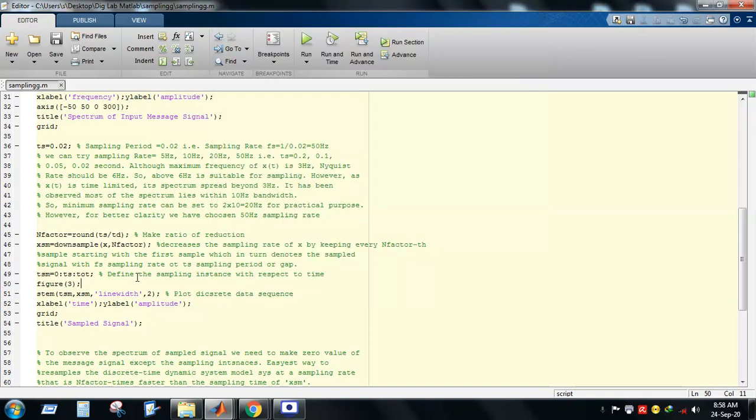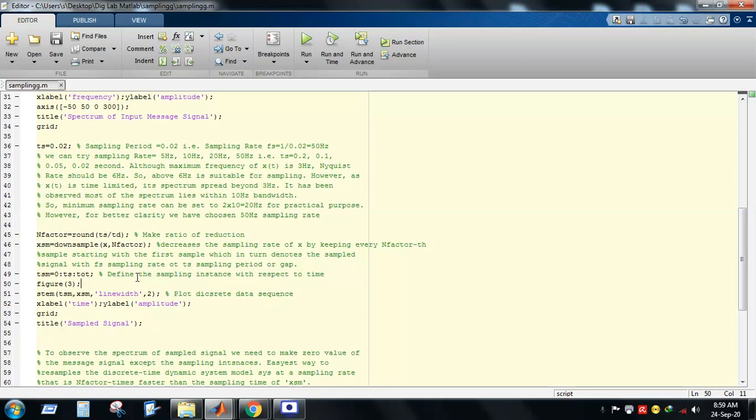But the question arises, sir, during the sampling: if we multiply an impulse train with the corresponding message signal, we get the sampled version. Okay, so that is the theoretical purpose, but if you want to observe the sampled version of a signal in MATLAB, this is the easiest portion.